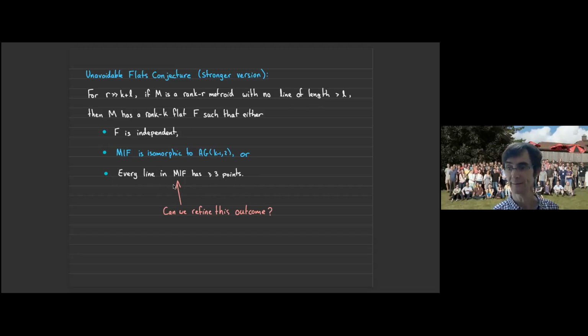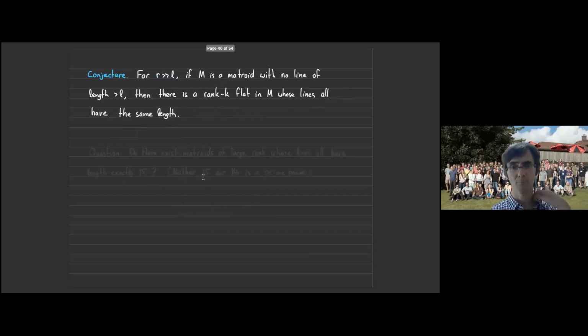What might you expect to have in this case here? Well, it seems pretty natural. If I've got an upper bound and a lower bound on the line length, and the line length can be huge, it seems pretty natural that you might find some flat in there where all the lines have the same length. You might be able to iteratively say, I get all lines of length at least 4, or all lines of length at most 3, and then just keep repeating things like that. This looks like a plausible conjecture to me.